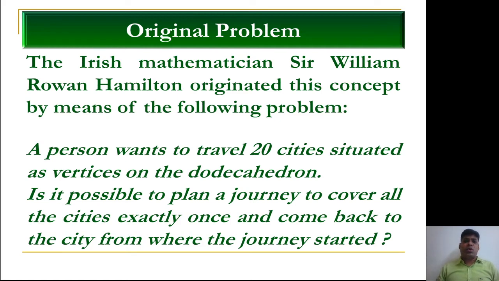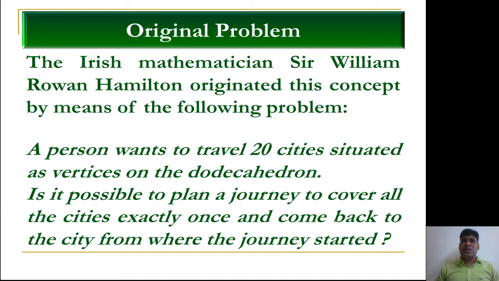The Irish mathematician Sir William Rowan Hamilton originated this concept. The concept actually started with a problem. Sir Hamilton posed a problem that a person wants to travel 20 cities which are situated in a particular region, where the map is considered to be representing a dodecahedron. So in the map, the vertices are considered to be cities, right? And edges mean the roads connecting them. So we have one particular map connecting all the 20 cities.